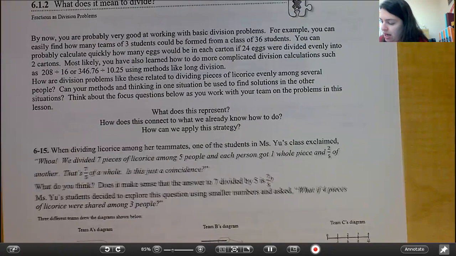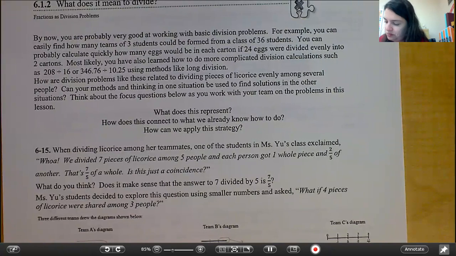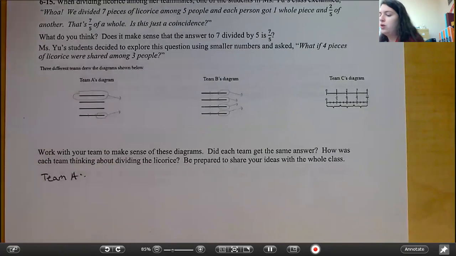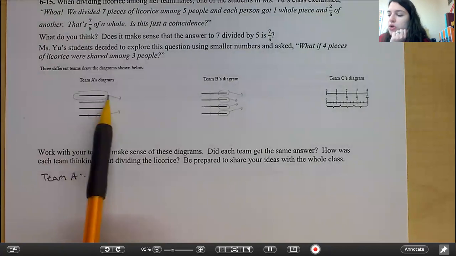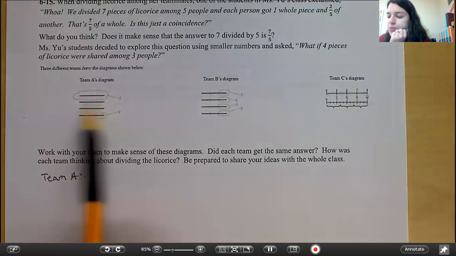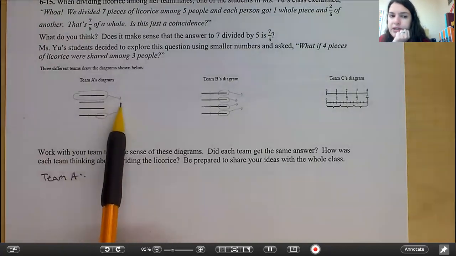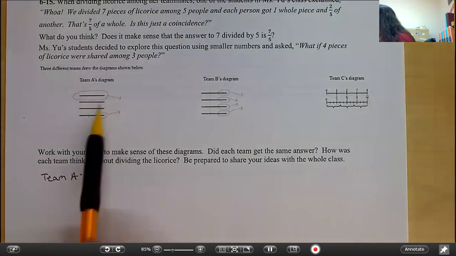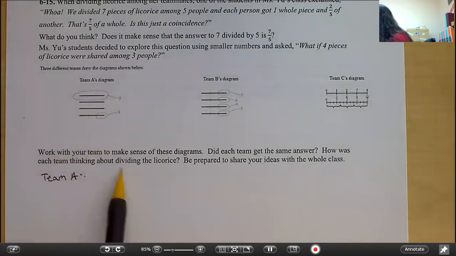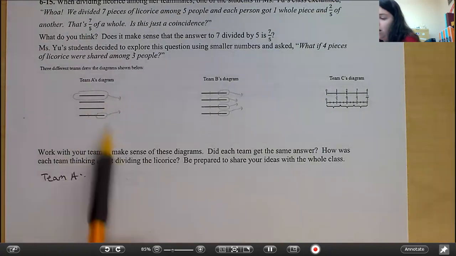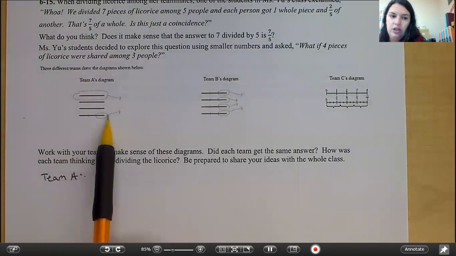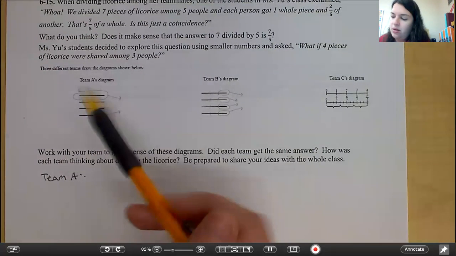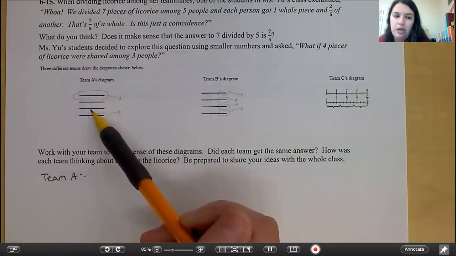So let's take a look at Team A. According to Team A's diagram, they're saying that each person gets a whole piece of licorice. That's why 1 whole licorice is circled with an arrow. And they also get 1/3 of another piece of licorice. So they split it into thirds because there were 3 people. So 1, 2, 3, they each get 1.